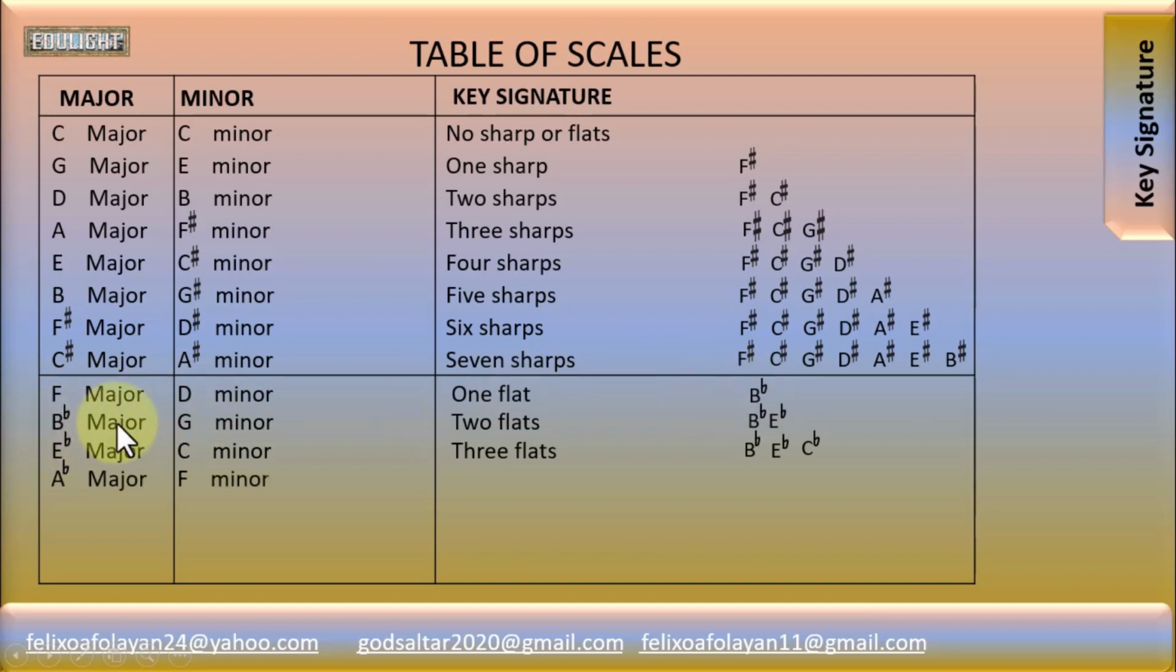B flat major has 2 flats. E flat major also has 3 flats.